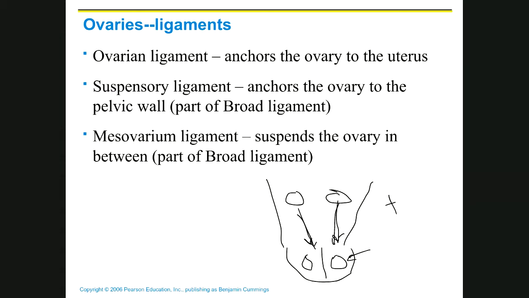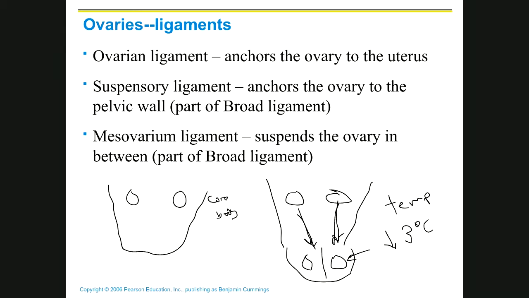Remember, it was temperature. That's right. You cannot make sperm at core body temperature. You need a temperature of about 3 degrees centigrade less in order to do that. But the ovaries don't have that problem. There's no problem in making oocytes at core body temperature. It works just fine. And so there's no reason to move them outside of the abdominal cavity. They're a lot more protected in here.